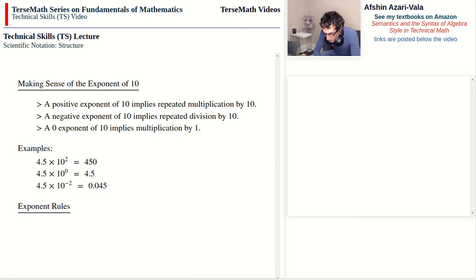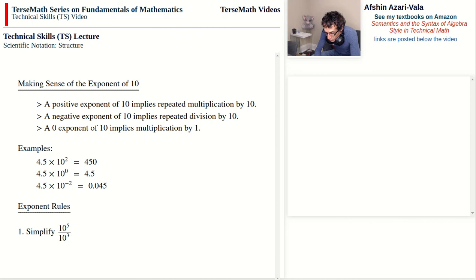Now I have 3 examples. The first one will provide us with a kind of shortcut to work with exponents. The second one will explain why a 0 exponent of 10 implies multiplication by 1. And then the third one will tell us how a negative exponent of 10 implies repeated division by 10. Okay, so let's take a look at the first problem.